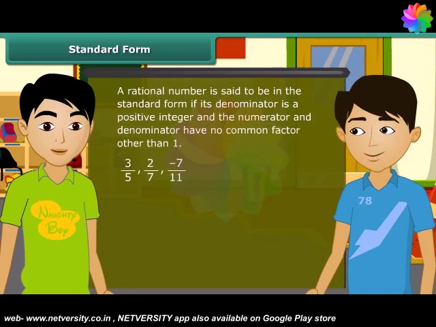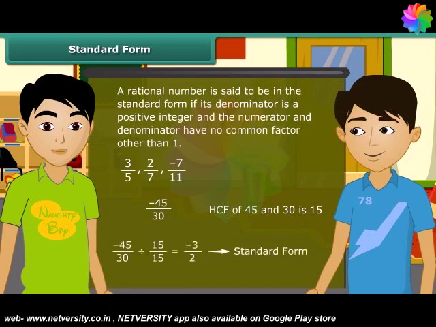And if the numbers are not in the standard form, then it is reduced to a standard form. For example, minus 45/30 is not in a standard form. We will reduce it by dividing its numerator and denominator by their HCF. Here the HCF of 45 and 30 is 15. Yes, so we will divide the numerator and denominator by 15, and we will get the rational number minus 3/2, which is in a standard form.